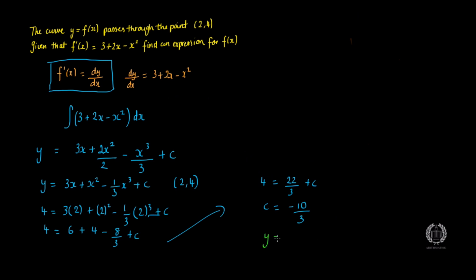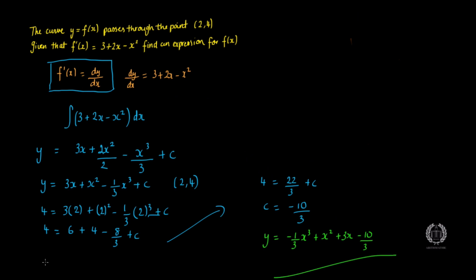going to be y equals what you've integrated. So normally we write the cube first: minus 1/3 x cubed plus x squared plus 3x minus 10 over 3. What I mean is it's better to write from the high power and then you go down. And that is your equation of the curve.